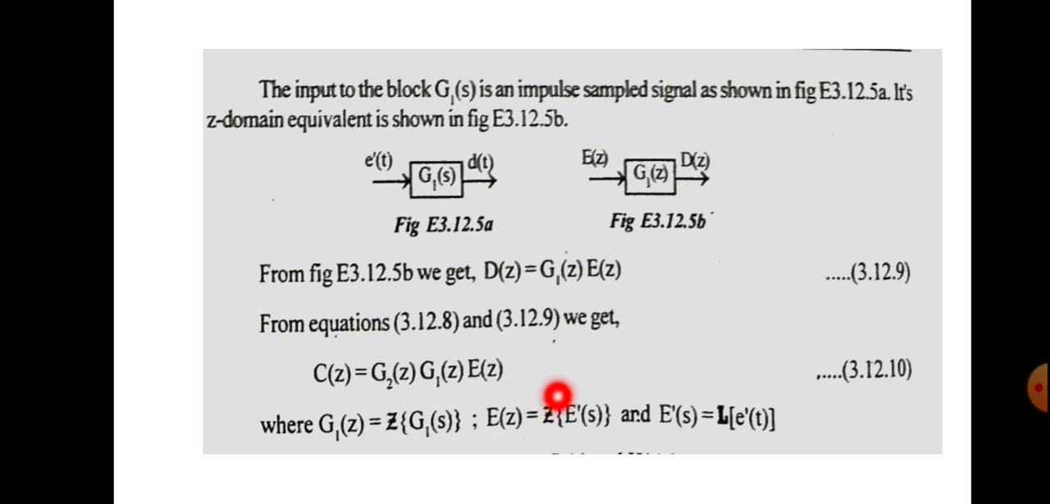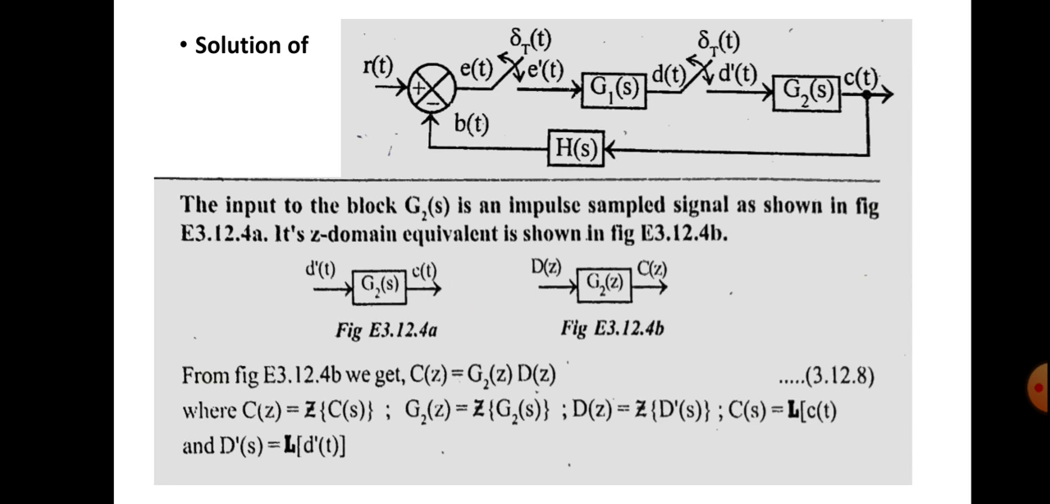Okay, so you can write the equation as D of Z will be equal to E of Z into G1 of Z. That is written here. That is D of Z will be equal to G1 of Z into E of Z. So from the previous equation, that is here, E of Z will be equal to G2 of Z into D of Z.